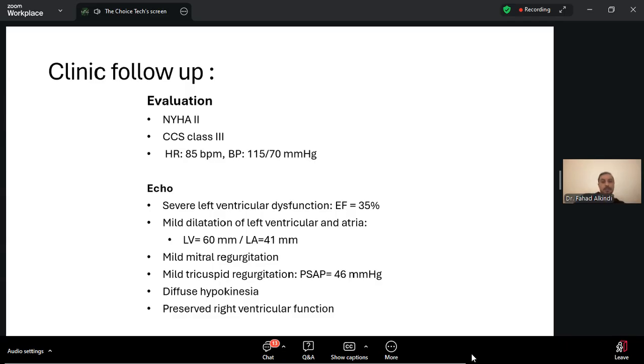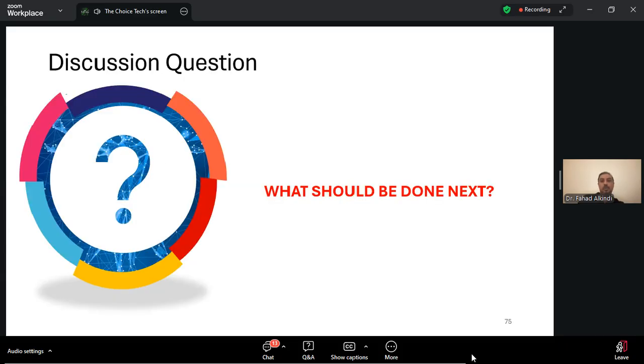So this patient, as I said, was discharged on those medications. However, she was brought again for a follow-up in the clinic. Her blood pressure improved. However, her symptoms were still the same. She was still having chest pain, and she was still having exertional shortness of breath. Repeated echo again revealed the same ejection fraction without any improvement. So what should we do next for this patient?